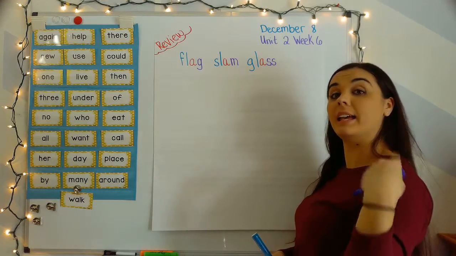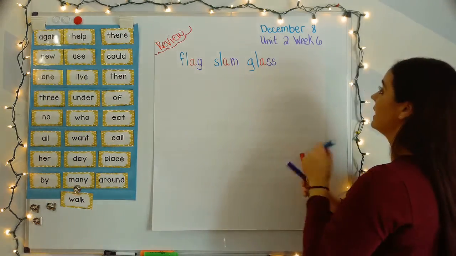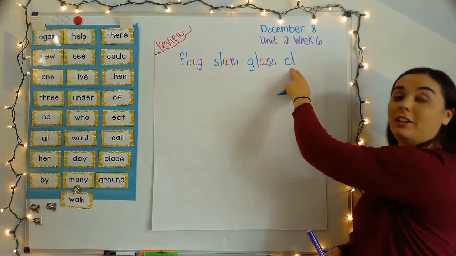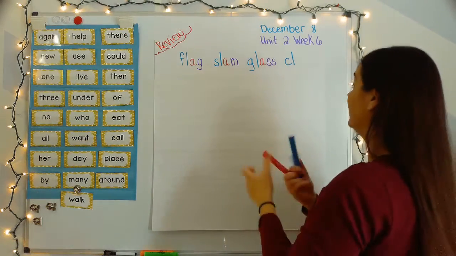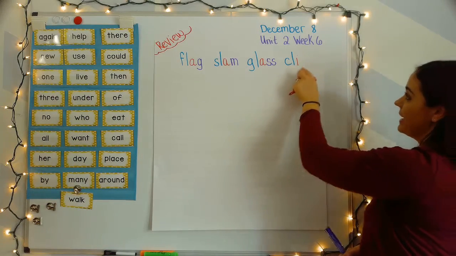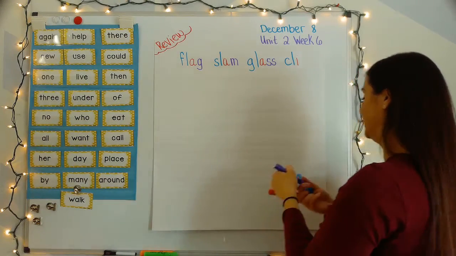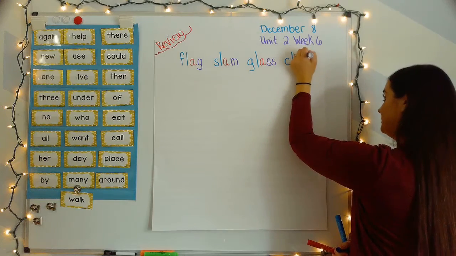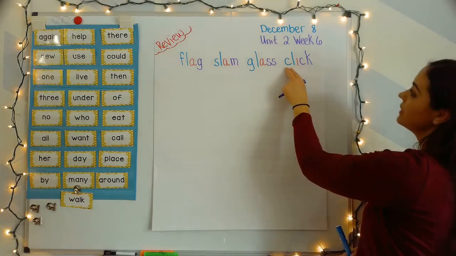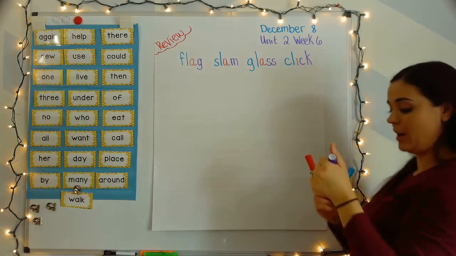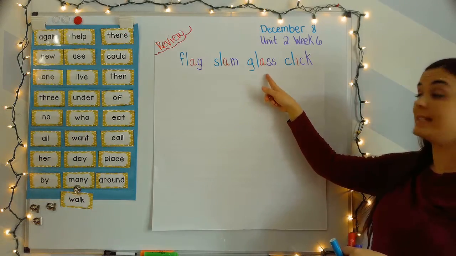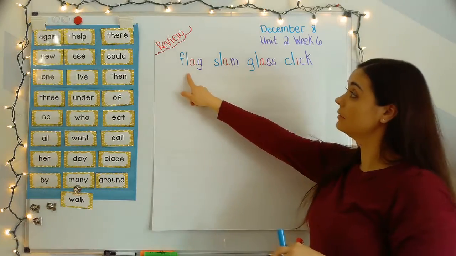Next word. Click. Your turn. Click. CL, cl, k. I says i, cl-i. And CK, they work together like buddies to say k, cl-i-k, click. All right, let's read our first line. Flag, slam, glass, click. Your turn.